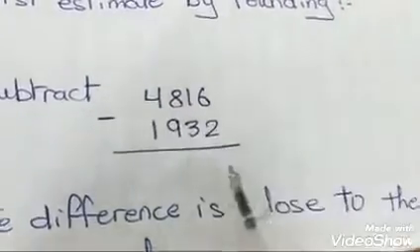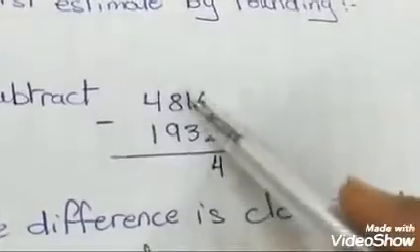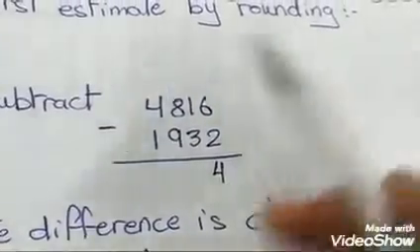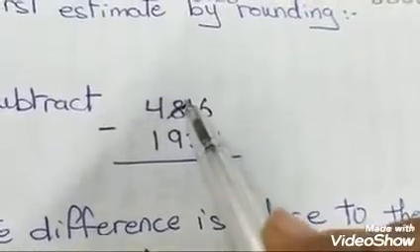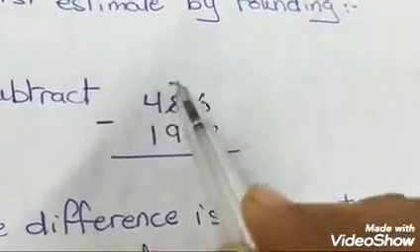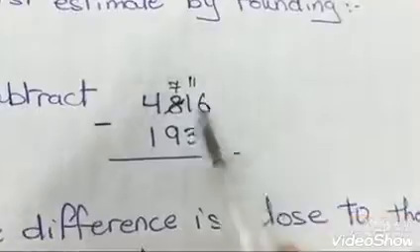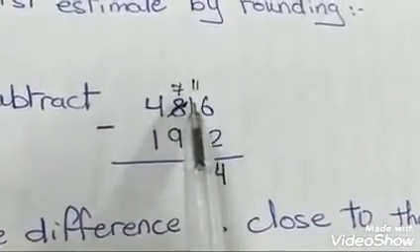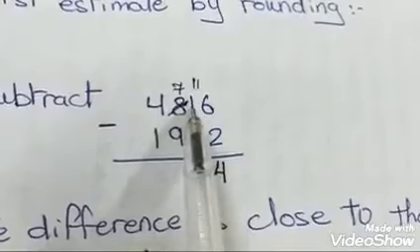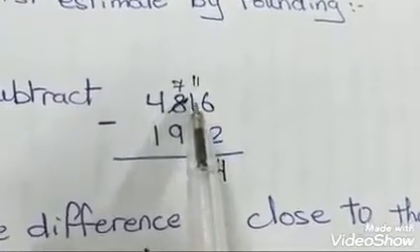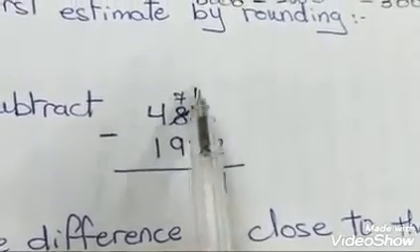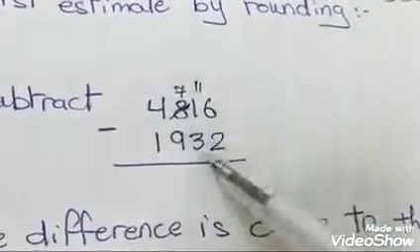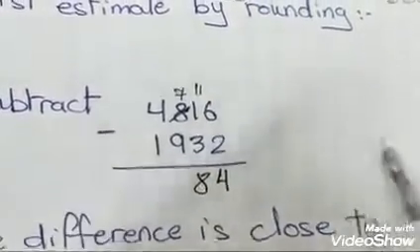6 minus 2 will be 4. 1 minus 3 can't be, so I have to borrow 1 from this one. It will be 7, and this one will be 11. Why is it 11? Because the hundreds digit is 10 times the tens digit, so I will increase by 10. 10 plus 1 means 11. 11 minus 3 equals 8.